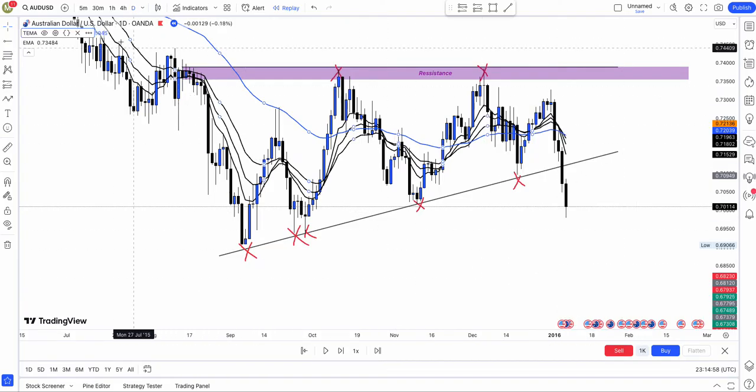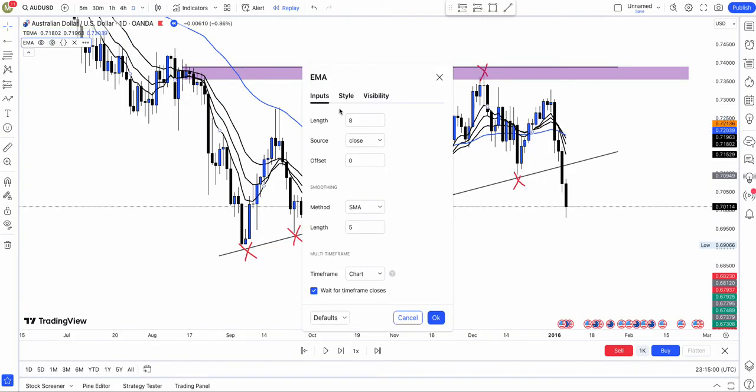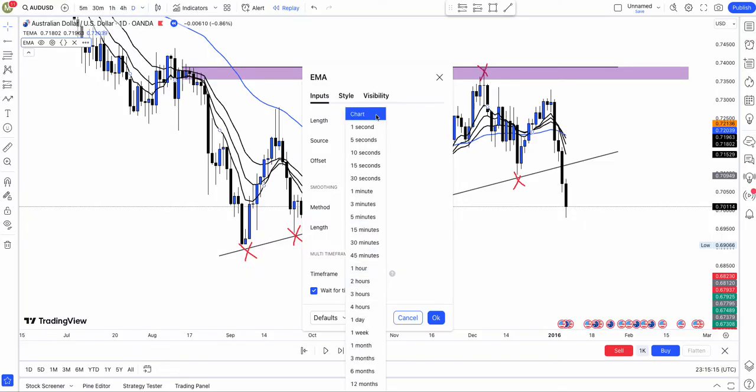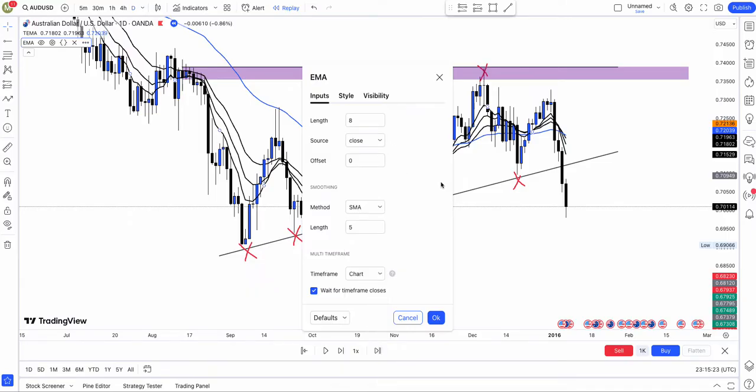Click OK. And then the next one, EMA, you're going to go here, and inputs, you're going to put length as 8, source as close, offset to 0, method is SMA. You have a bunch of things, just put it as SMA or EMA, it doesn't matter. I would suggest SMA, length to 5, and then time frame, just click on chart because you don't want it to be a specific time frame and you're on daily and it's on 1 minute and it just doesn't work that way. So put it on chart, and whatever your chart is at, it'll just adjust to that.